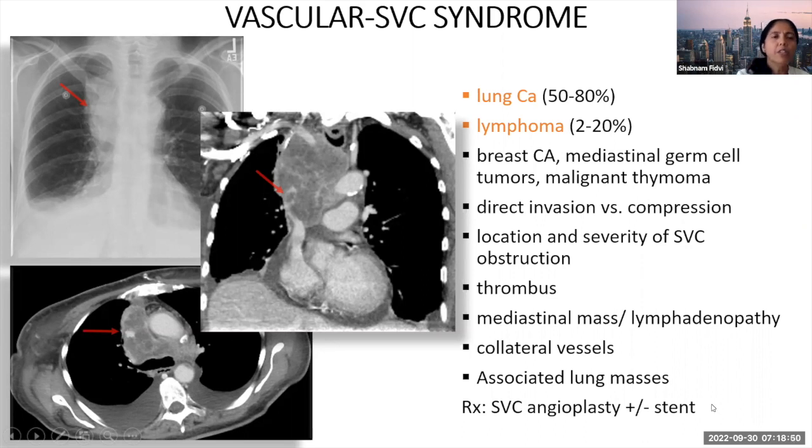The chest X-ray image on the upper panel shows an abnormal right paratracheal soft tissue mass shown by the red arrow, and also bilateral pleural effusions. This patient subsequently underwent a contrast-enhanced CT, and the axial and coronal images show a fairly large central lung tumor, and this causes significant attenuation of the SVC and the resultant SVC obstruction, which is denoted by the red arrow.